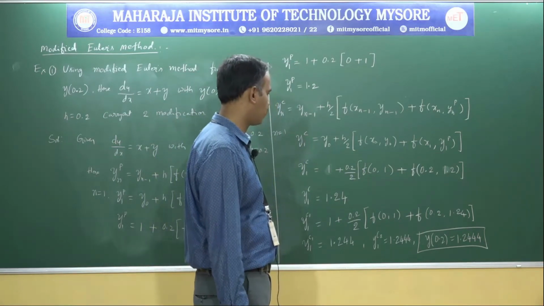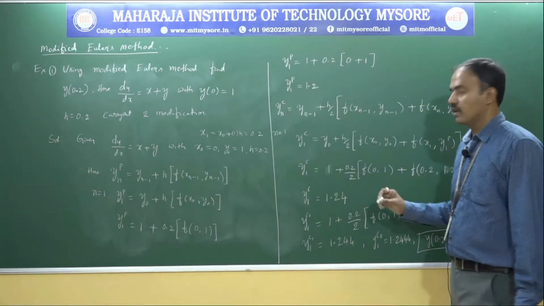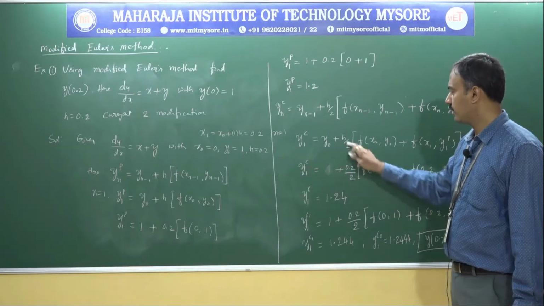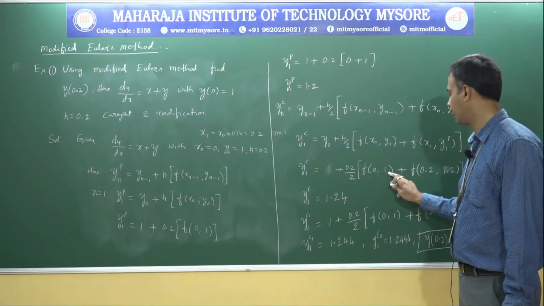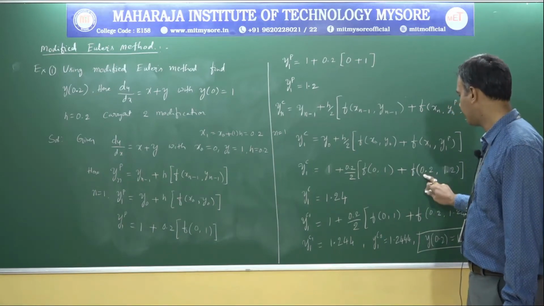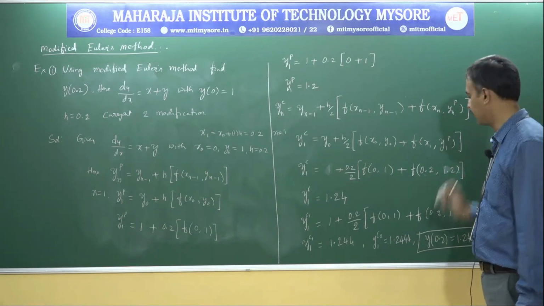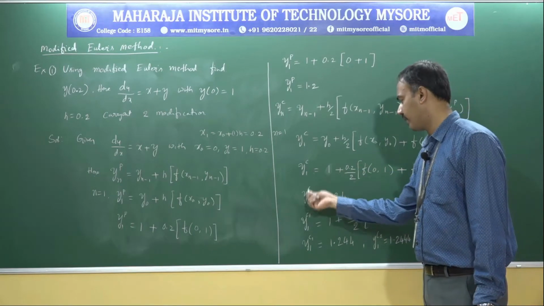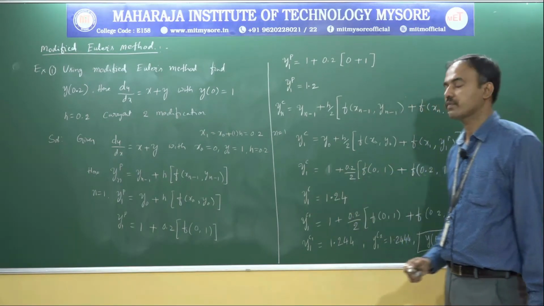Now we can specify in terms of the corresponding values. Now we can represent y1c as 1 plus h value 0.2 by 2, f of x0 value 0 comma 1, plus f of x1 value 0.2 comma y1p, here 1.2. Now using a calculator, after the simplification we get y1c equal to 1.24.